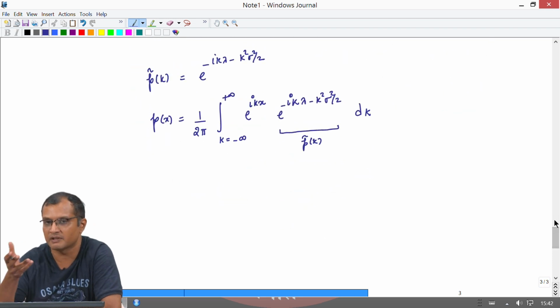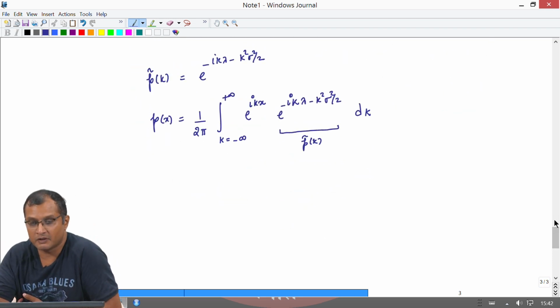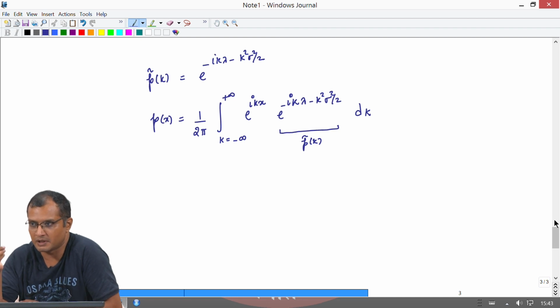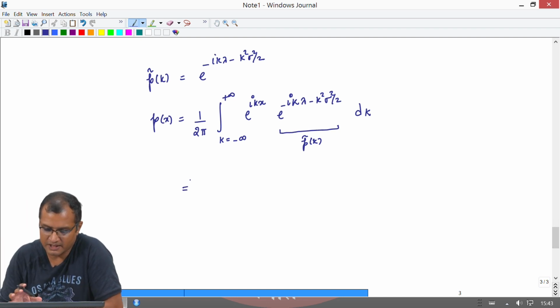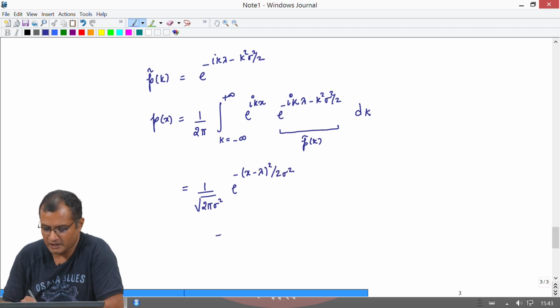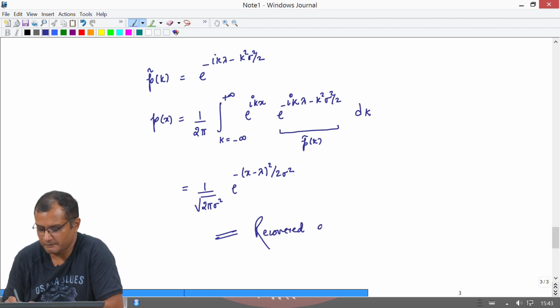You know that the Fourier transform of the PDF of a Gaussian distribution is also a Gaussian distribution. So, what you will get at the end of this exercise is a Gaussian distribution, 1 upon square root of 2 pi sigma square, e to the power minus x minus lambda the whole square by 2 sigma square. So, this is how you recover your Gaussian PDF.